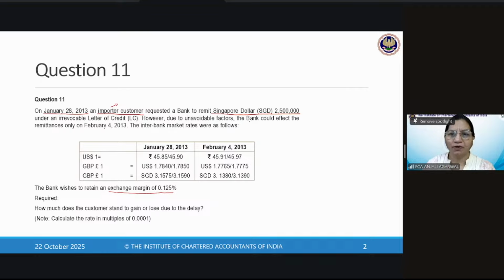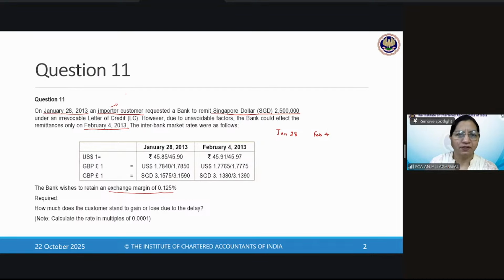However, due to unavoidable factors, the bank could effect the remittance only on February 4, 2013. So the two dates involved here are January 28, and the actual transaction happened on February 4. The remittance could be affected on February 4. So there must be some fluctuation in the exchange rates between January 28 and February 4. That fluctuation may have caused a loss or a gain to the importer.